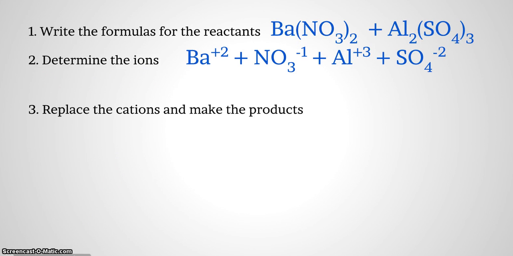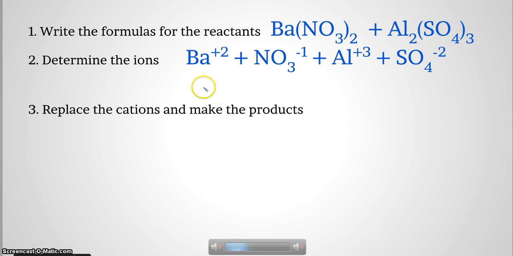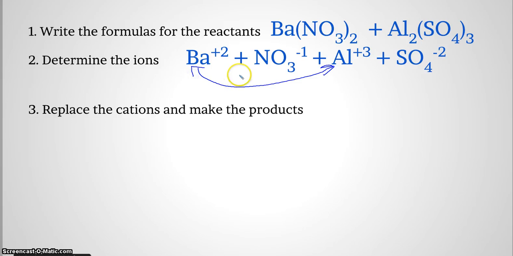Okay, so what we're going to look at here now for our third step is to actually make the products. So, like we said before, our cations are going to replace each other. Okay, so what that means is the barium and the aluminum are going to switch. So the barium is going to come over here and react with the sulfate. So one of our products will now be barium sulfate. Barium is +2, sulfate is -2, so one of each.